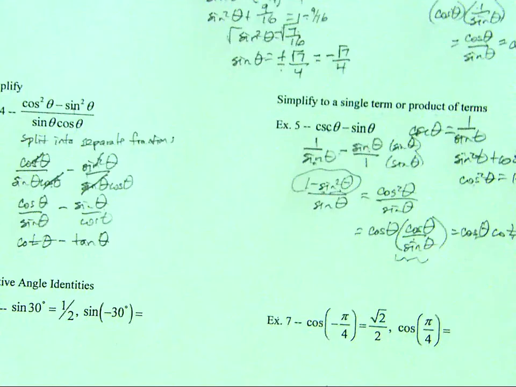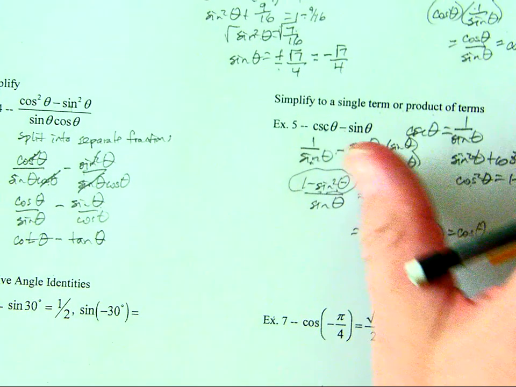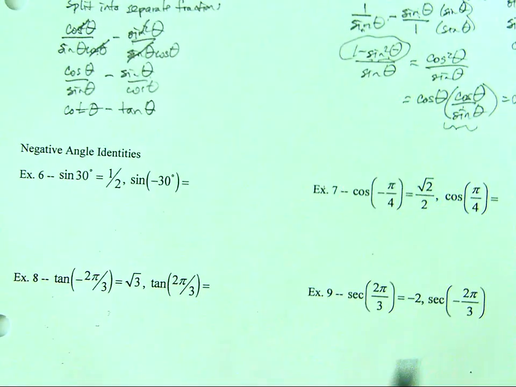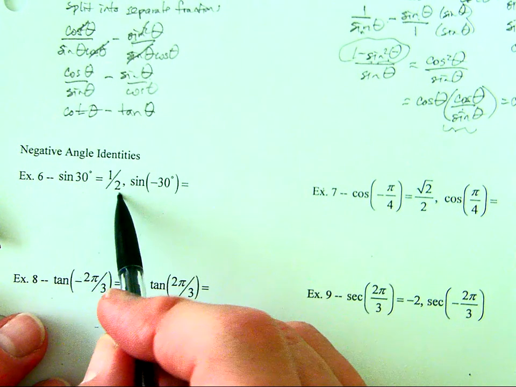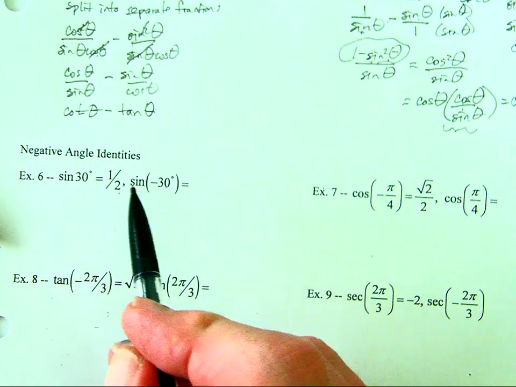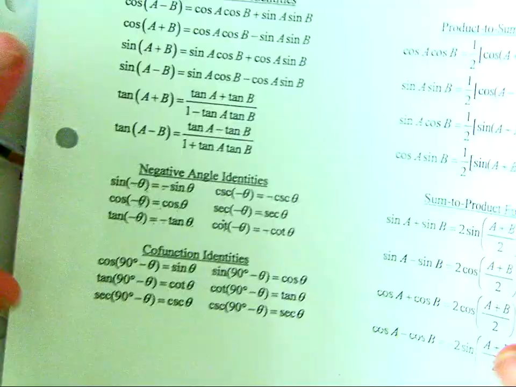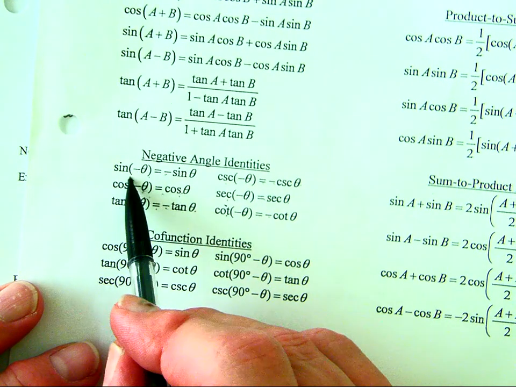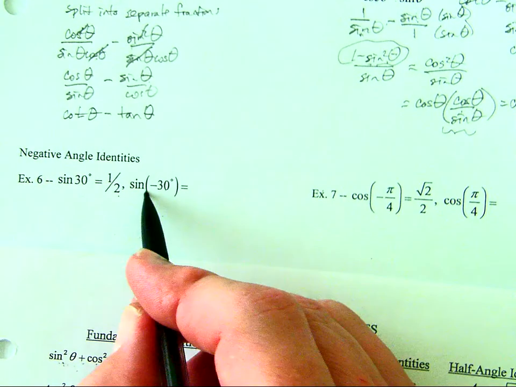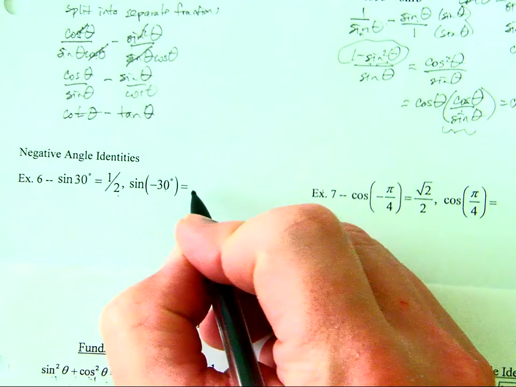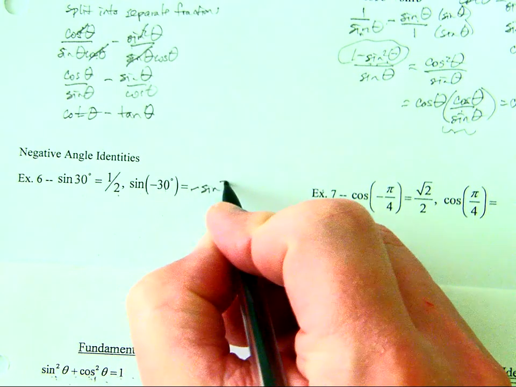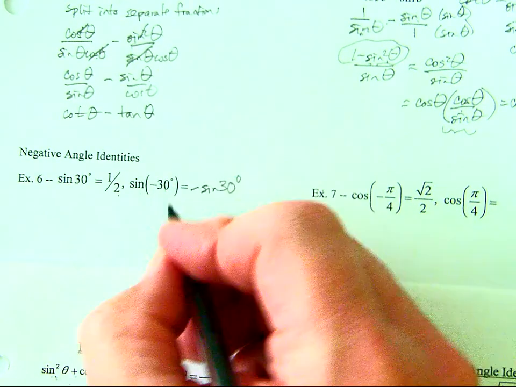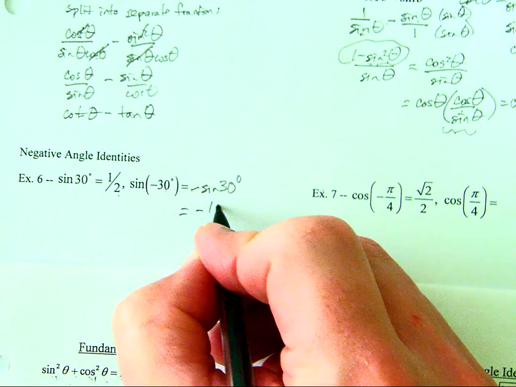All right, the last four here are using the negative angle identities. So like this first one, if I know the sine of 30 is 1/2, what's the sine of a negative 30? Well, from our negative angles, it says the sine of negative theta equals negative sine theta. So the sine of a negative 30 equals negative sine 30. Well, the sine of 30 is 1/2, so that's negative 1/2.